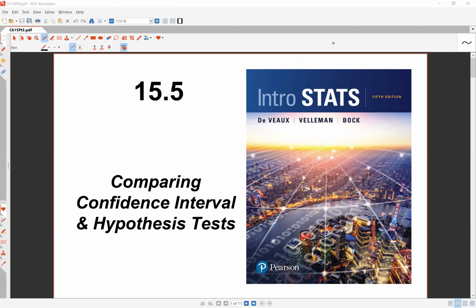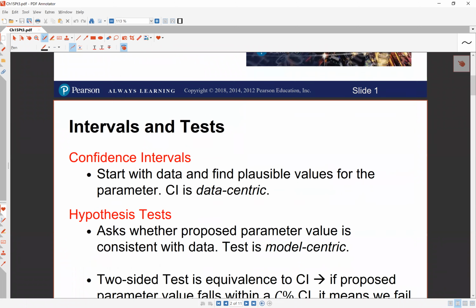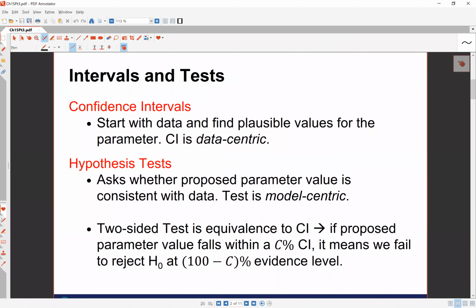Hi, everyone. We're wrapping up our Chapter 15 content today, and we're going to make sure that you have some sense of what the difference is in approaching a problem using confidence interval methodology or approaching a problem using hypothesis testing methodology. So let's talk about the differences first, whether you're using an interval or a test.